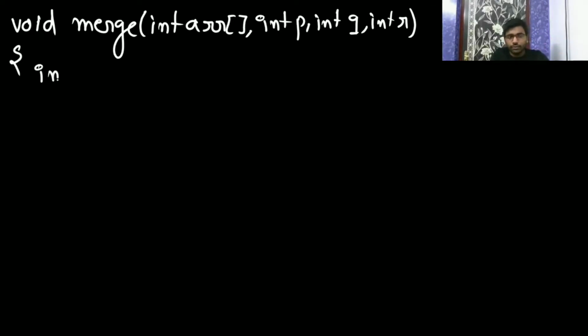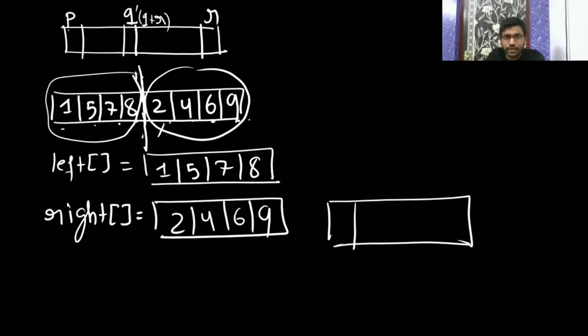Then I need to know the size of the first array. So I require the sizes n1, n2, and whatever index I require, I will calculate it. Now what is the size of your first half, the left half array? What is it going to be? n1 is going to be q minus p plus 1.